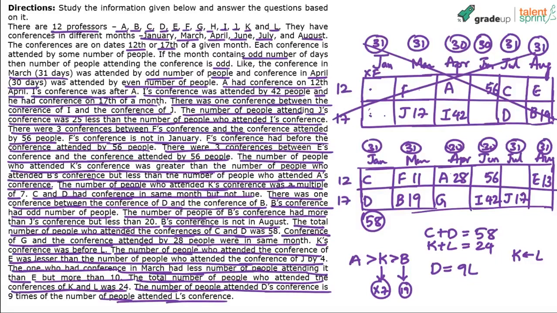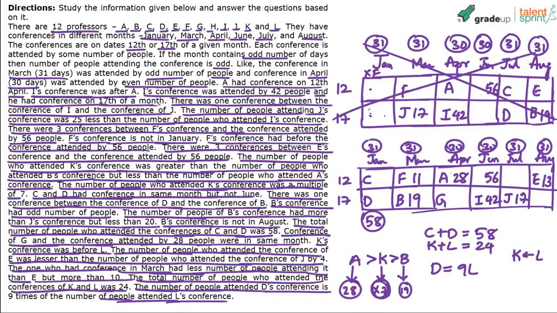G and A are in the same month. A is 28. So let's understand this also. A is equal to 28. Now, very, very important point. B is 19, A is 28. K is between 19 and 28. Between 19 and 28, we have 20, 21, 22, 23, 24, 25, 26, 27. But we know that K is a multiple of 7. Yes or no? So, what is the only multiple of 7 between 19 and 28? 21.